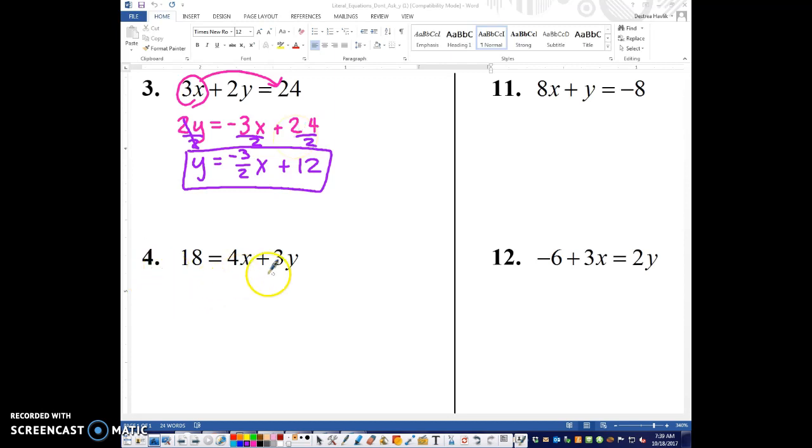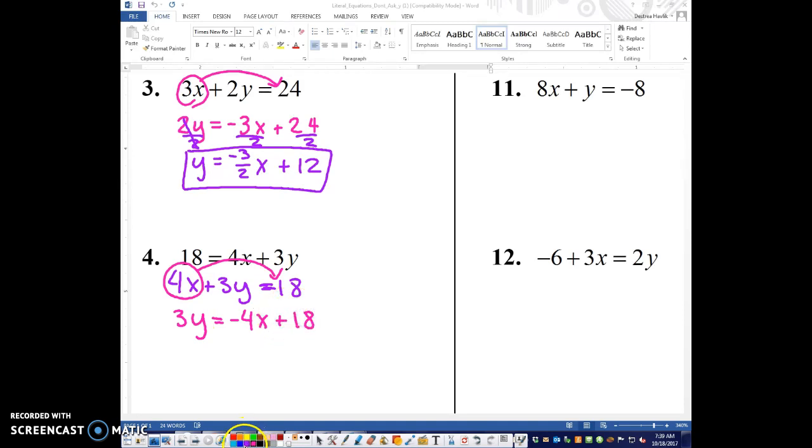All right, so looking at number 4, it's set up a little different, okay? So if this confuses you, switch it around. Write it as 4x plus 3y equals 18, okay? All we did was move things from one side to the other. You can do that as long as it's equal to, because it still says the same thing. So what's our first step here? Move the x. Okay, so we have 3y equals, that 4x becomes negative 4x plus 18.